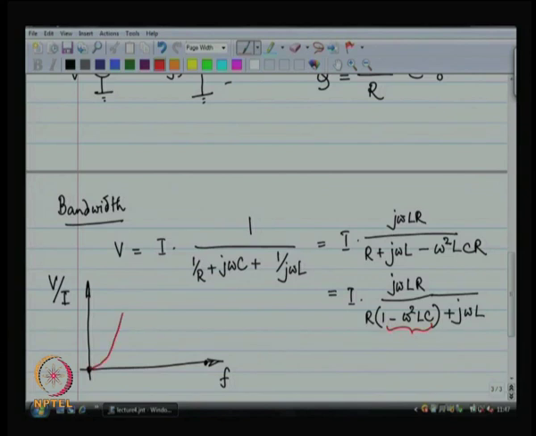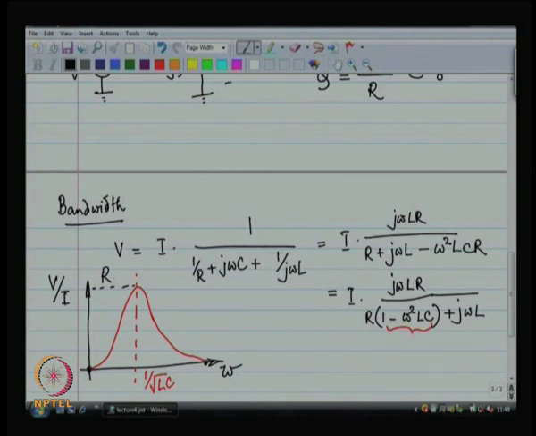So, my curve looks something like this, where this point is 1 by square root of L C. Let us not plot in terms of f, let us plot in terms of omega. Okay. And this value is equal to R, which is fine.